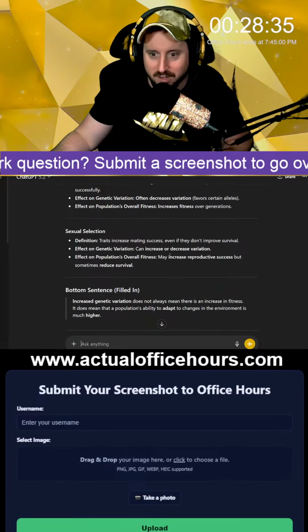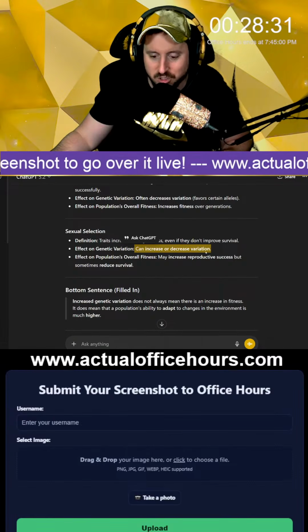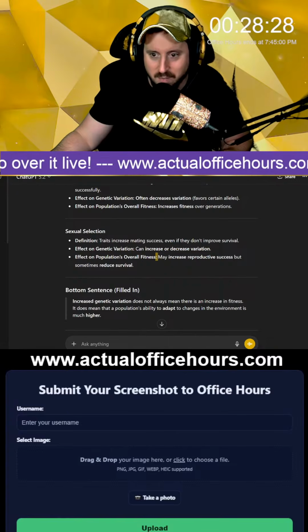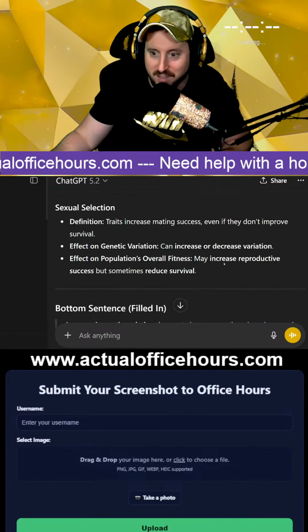Let me see what it said for sexual selection. Yeah, it can increase or decrease variation. Sure. It may increase reproductive success, but sometimes reduce survival, right? That's what I was talking about, right?